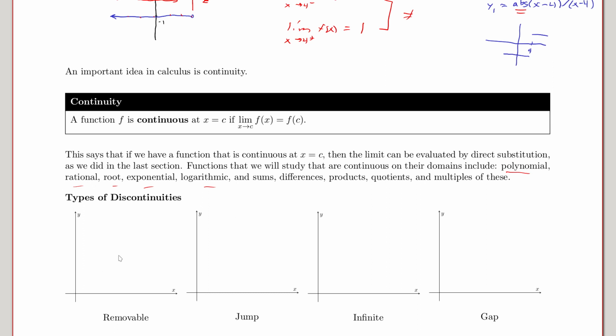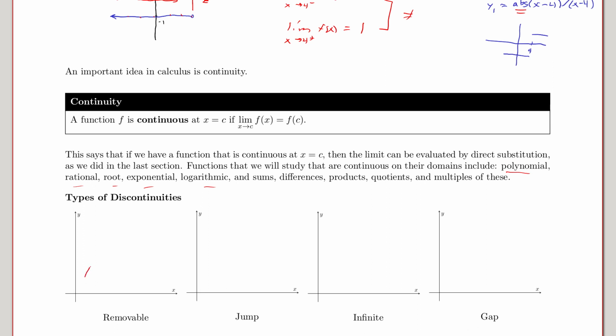So the different types of discontinuities are removable, jump, and infinite. I include a fourth called a gap discontinuity, because I think it's a little bit different than the jump discontinuity. A lot of books include the gap with the jump, which I don't think is accurate.